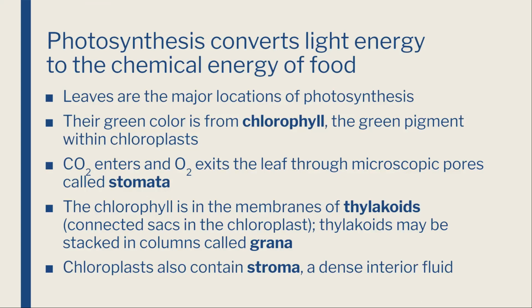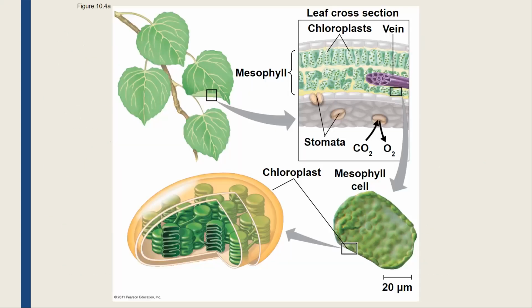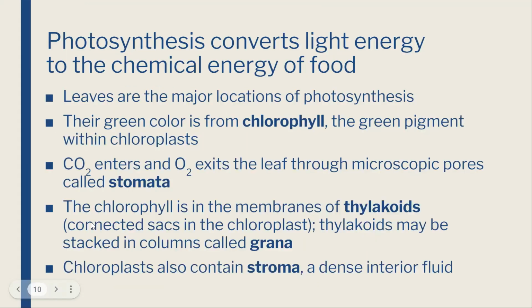And the chlorophyll is going to be in the membranes of the thylakoids. If we take a closer look, the chloroplast is a double membrane organelle. It also has thylakoids inside, and those look like stacks of coins, but they're really membrane-bound sacs stacked on top of each other. A stack of those thylakoids is called a granum, or grana.